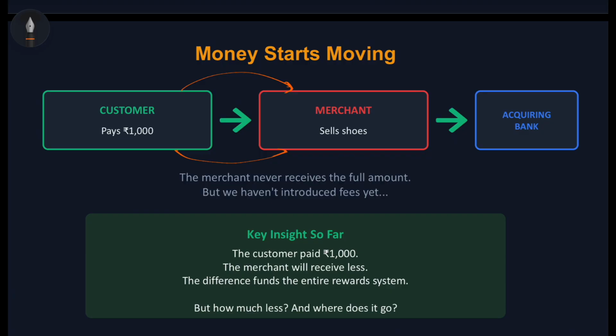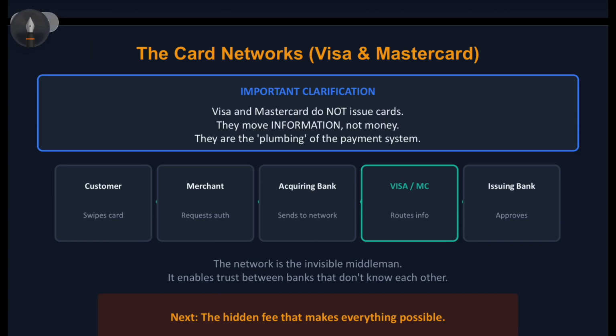1,000. But how much do you think the merchant would receive? I'll give you a hint. It is never 1,000 rupees, right? Never. It would be less than 1,000 rupees, right? Then the money would flow to the acquiring bank, right? So what happens? The merchant never actually receives the full amount, and it is because of a lot of fees and transaction costs that occur during the process, and we'll talk about it slowly and gradually, right?